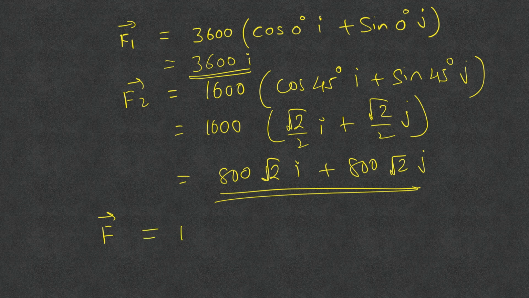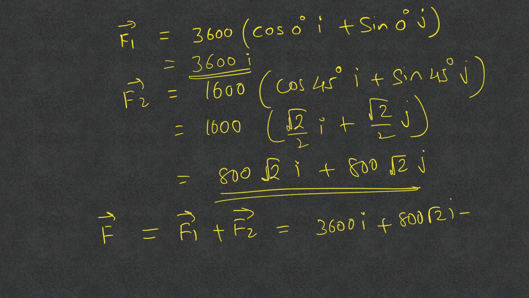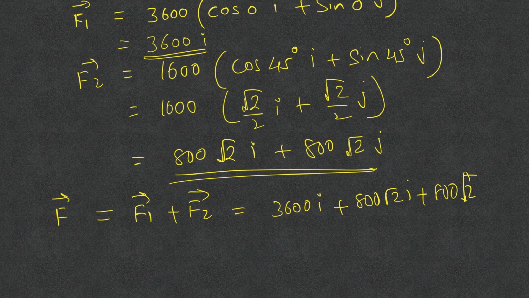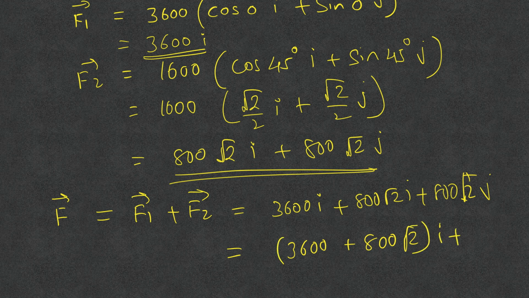We want to find the vector F, which is the sum of F1 and F2, which gives us 3,600 i plus 800 root 2 i plus 800 root 2 j. Combining the i components, we can write this as (3,600 plus 800 root 2) i plus 800 root 2 j.